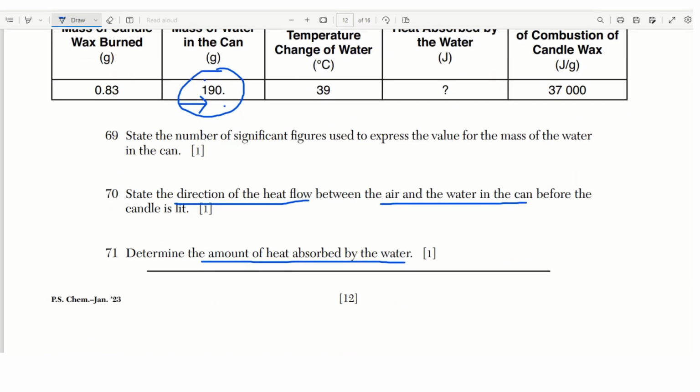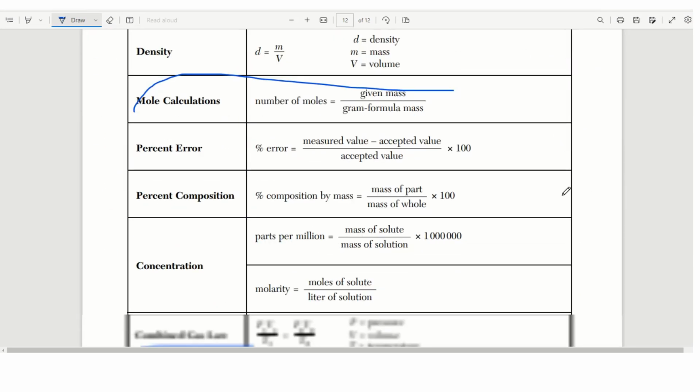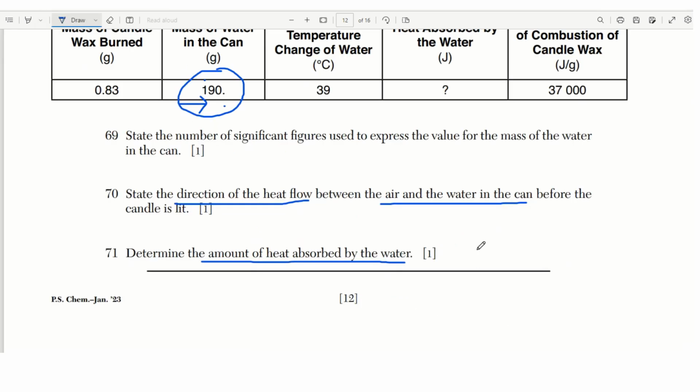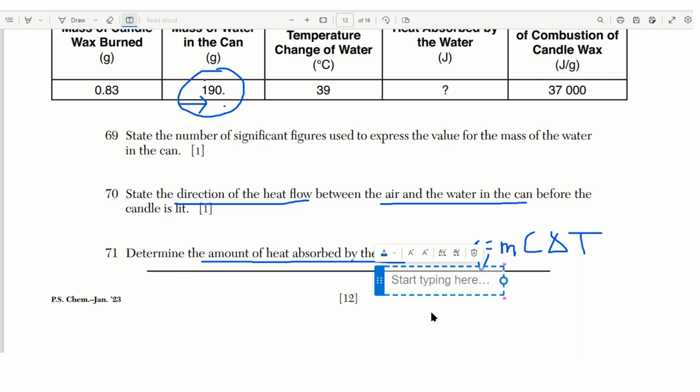All right, so I need a formula, right? So I'm going to have to go here, and here are my heat formulas. The temperature is changing, so this is the only one that is going to apply. So I need Q equals mcΔT, right?